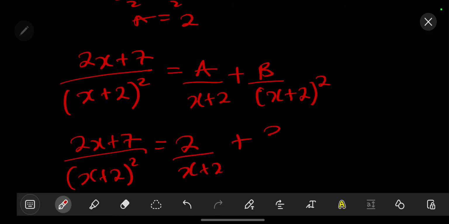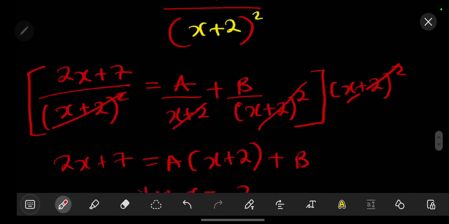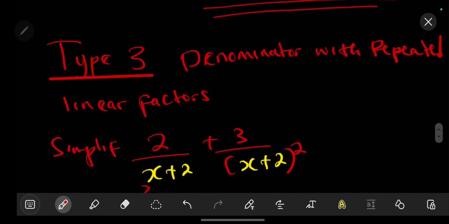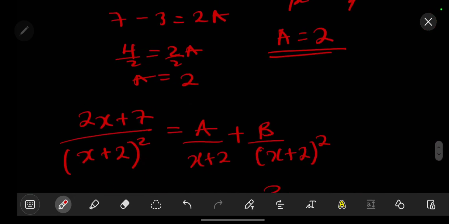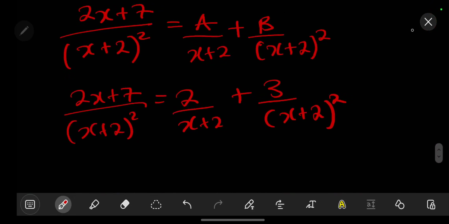Then b is equal to 3. Then we have our (x + 2) to the power of 2 like that. So this was the answer. This was the question that we had, and we have reverted the question back like that.